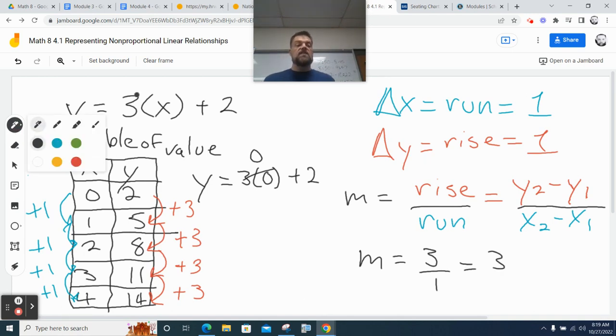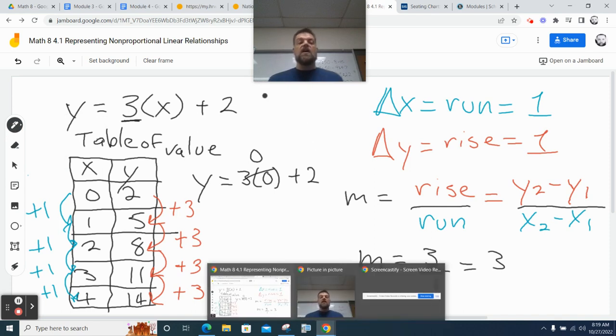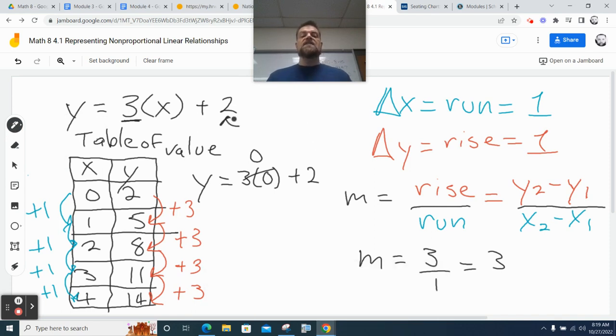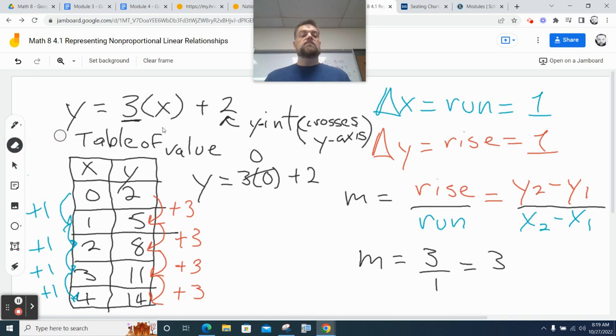Hey, isn't that this right here? Now I said, what is this? I said that this is the y-intercept. That's where it crosses the y-axis. That's what the y-intercept does.